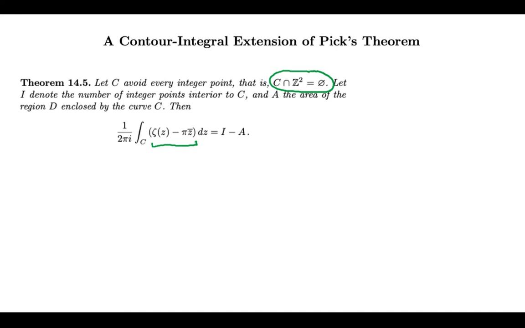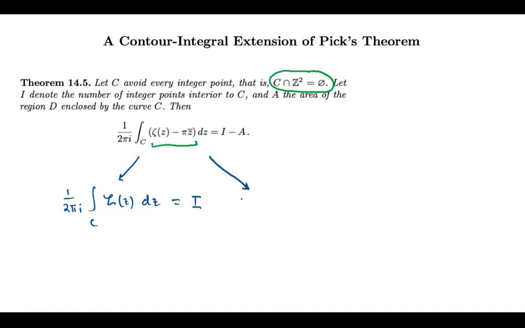At any rate, let me give you just a very brief idea of how this theorem follows. It's actually not a long proof. What you do here is you split this integral up into 1 over 2 pi i times the integral of the zeta function. And because the zeta function has residue 1 at each integer point, this will be, by the residue theorem, the number of integer points inside the curve.